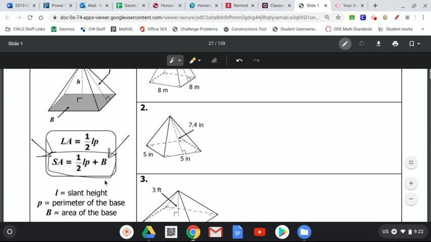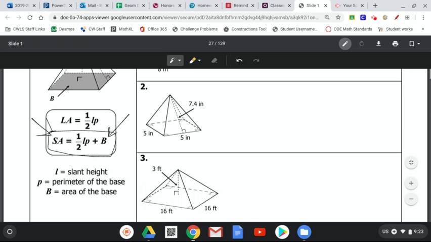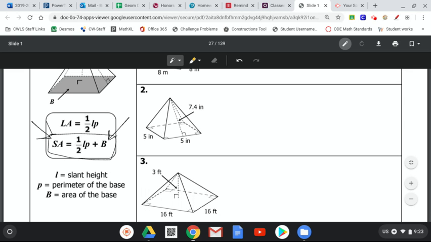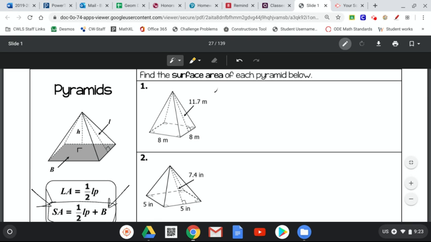So we've got to find the slant height. Slant height is basically this height. It's denoted by a cursive L. It's basically if you're climbing up the pyramid, that's the slant height. P is the perimeter of the base, and then capital B is the area of the base. So those are the three things we have to find: the slant height, the cursive L, the P, and then the B.